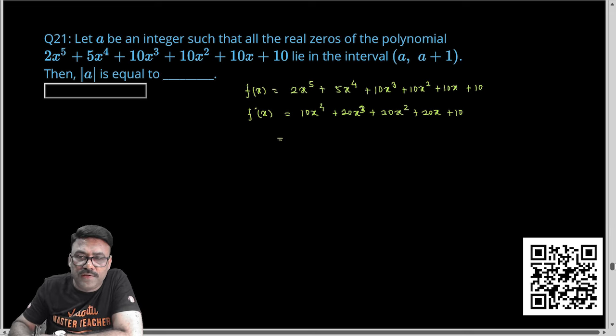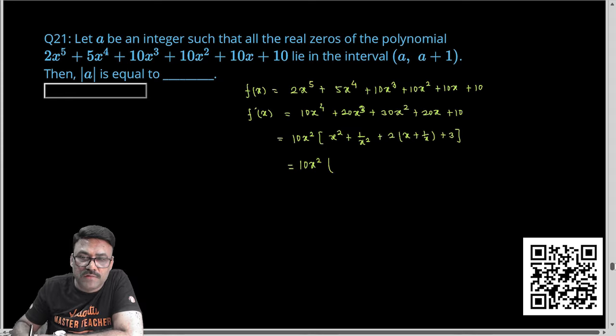If you take 10x square common, so inside the bracket you will have x square plus 1 by x square, then 2 times x plus 1 by x plus 3. And you can see that it can be written as 10x square times (x plus 1 by x plus 1) whole square, which is always greater than or equal to 0.